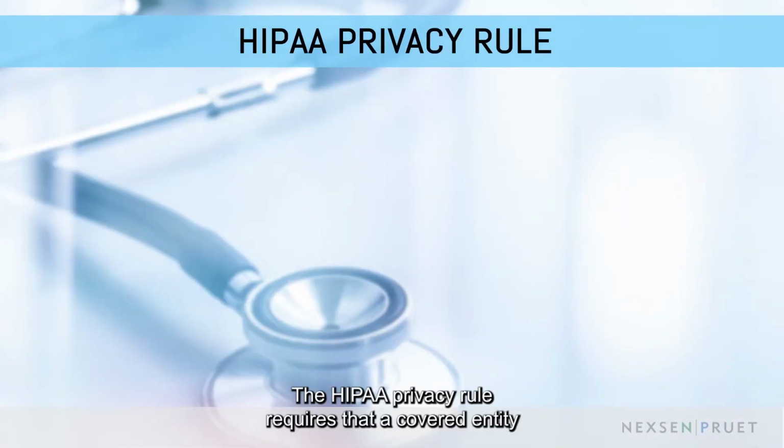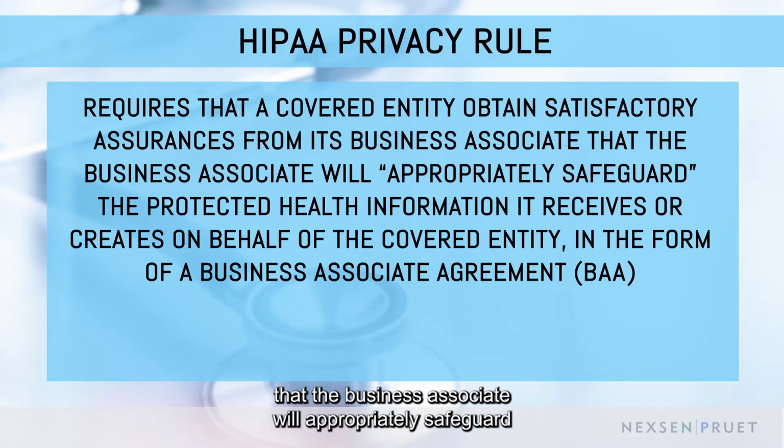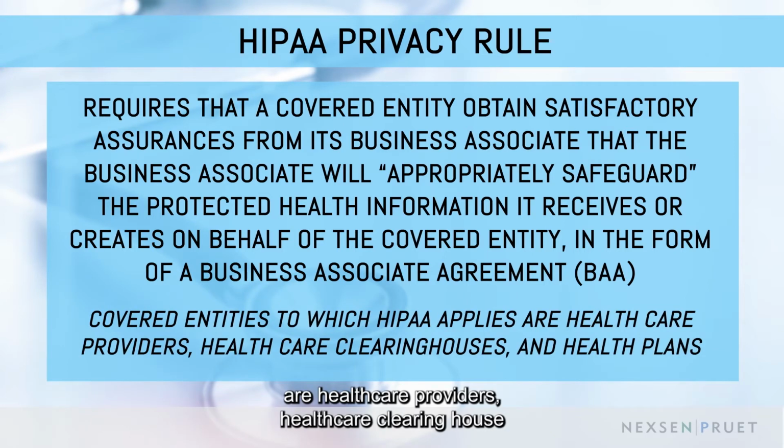The HIPAA privacy rule requires that a covered entity obtain satisfactory assurances from its business associate that the business associate will appropriately safeguard the protected health information it receives or creates on behalf of the covered entity in the form of a business associate agreement, or BAA. Covered entities to which HIPAA applies are healthcare providers, healthcare clearinghouses, and health plans.